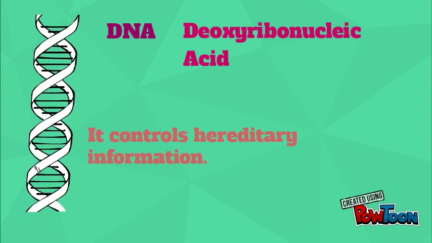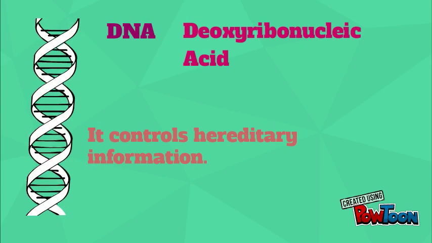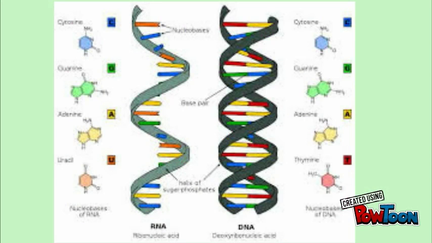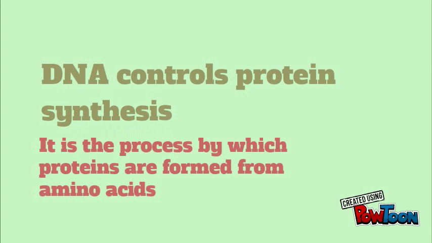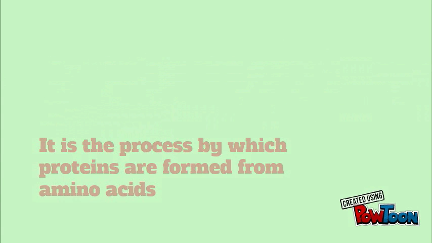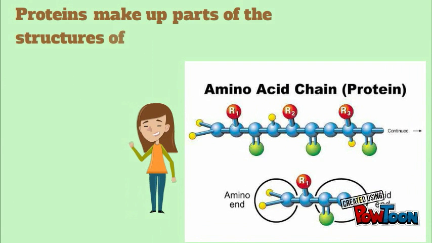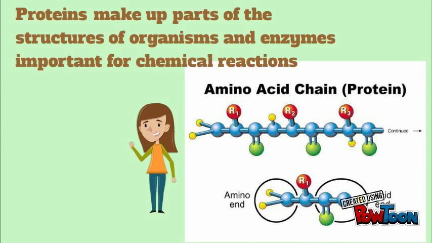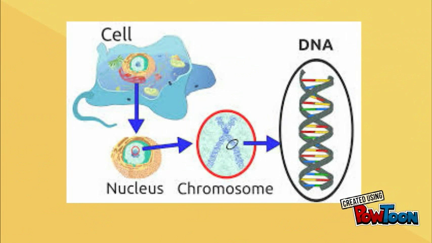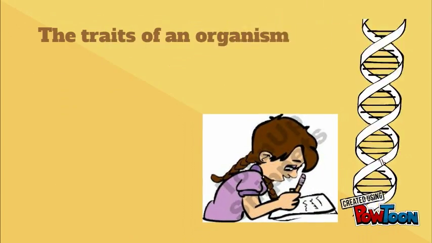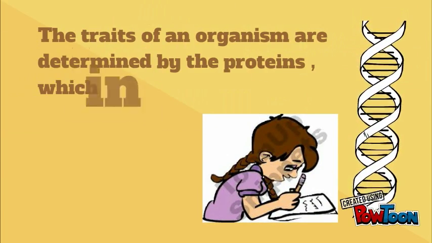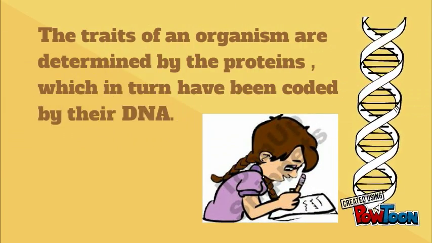As you can see, DNA is a long chain of chemicals. DNA controls protein synthesis. It is the process by which proteins are formed from amino acids. Proteins make up parts of the structures of organisms and enzymes important for chemical reactions and body processes. The traits of an organism are determined by the proteins, which in turn have been coded by their DNA.